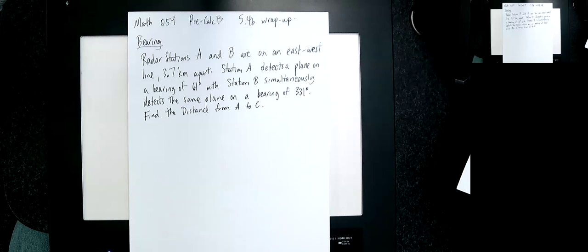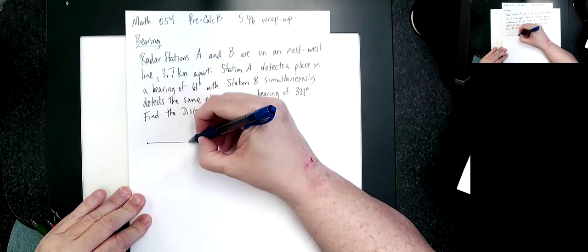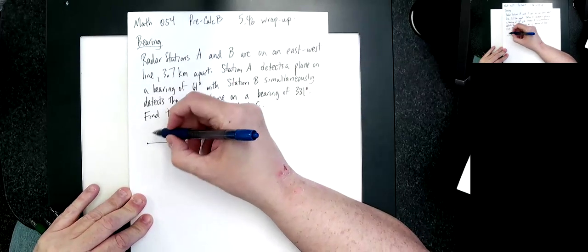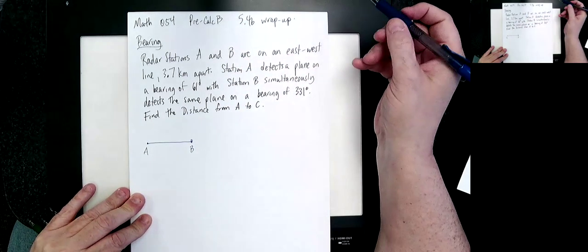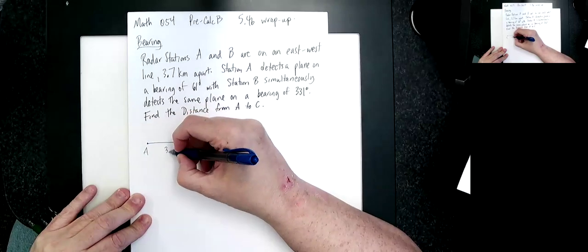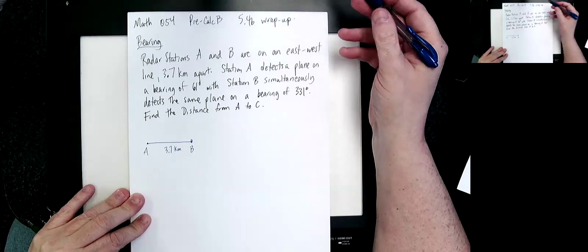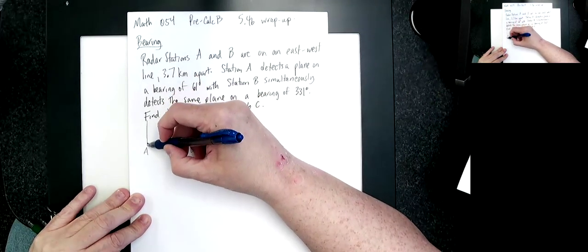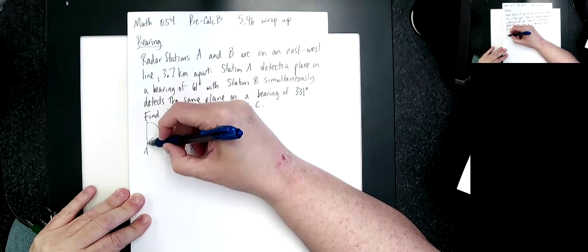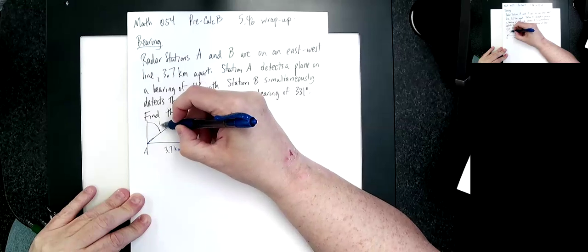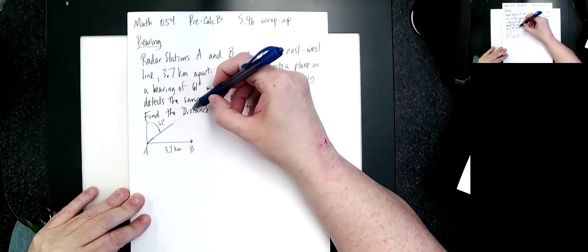All right, so we'll sketch a quick picture. East-west goes left-right. So we'll say this is point A and this is point B, and this is 3.7 kilometers. Station A detects a plane on a bearing of 61 degrees. Remember, bearing, when there's no letter listed, is an angle off the north or straight vertical. So this is 61 degrees, and it's somewhere along this path.